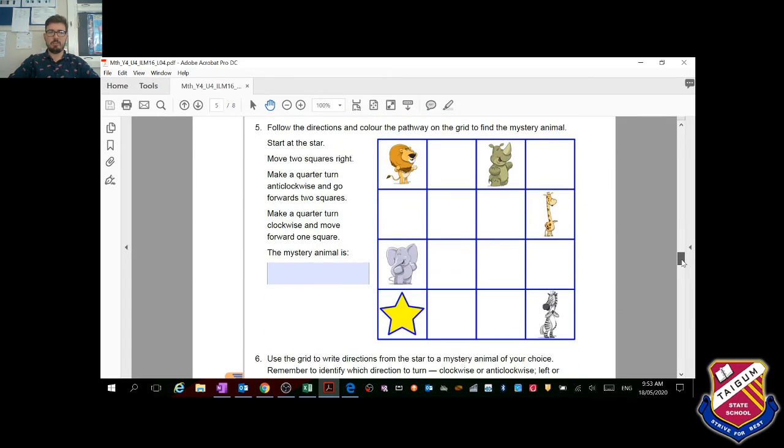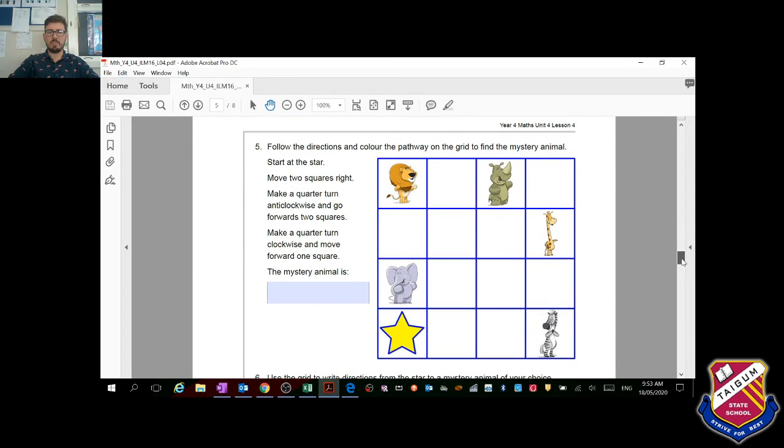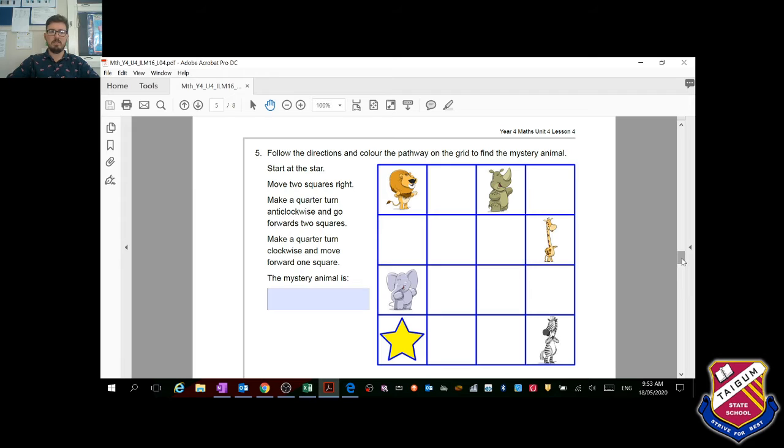So I've sort of rushed through that a bit because we've covered a lot of scale in geography. We'll go to number 5. Follow the directions and colour the pathway on the grid to find the mystery animal. So, I'll read out the instructions. I want you to follow along with me.